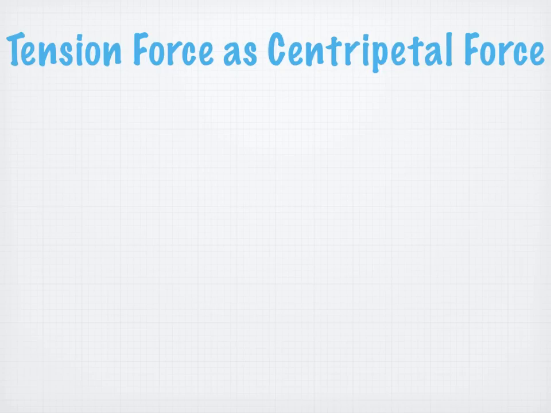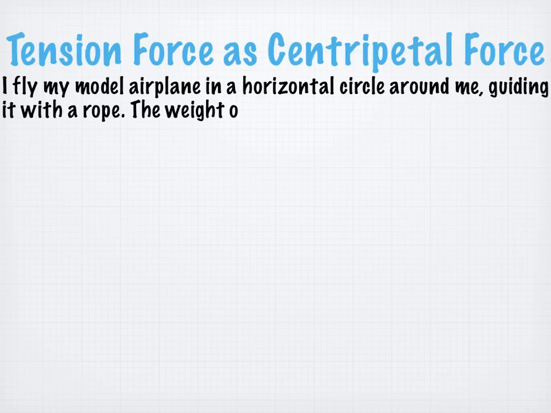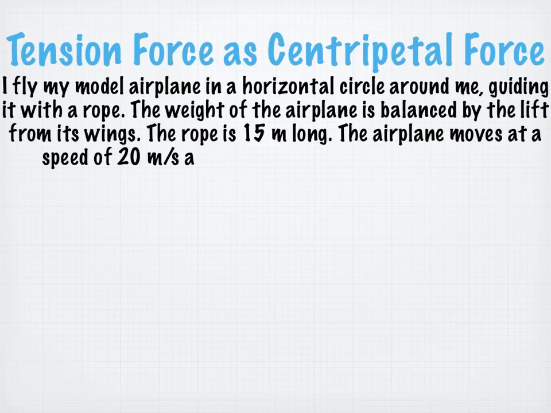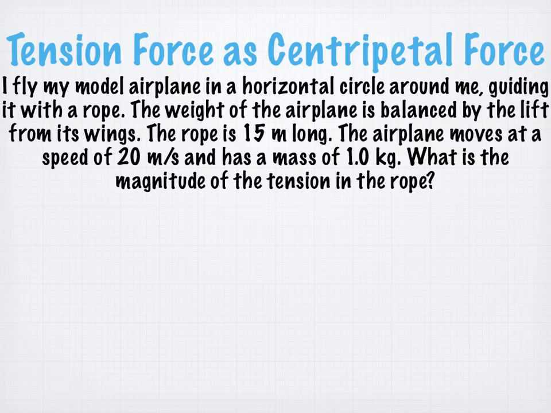Let's look at a simple example where a tension force makes up the centripetal force. I fly my model airplane in a horizontal circle around me, guiding it with a rope. The weight of the airplane is balanced by the lift from its wings. The rope is 15 meters long. The airplane moves at a speed of 20 meters per second and has a mass of 1 kilogram. What's the tension in the rope?